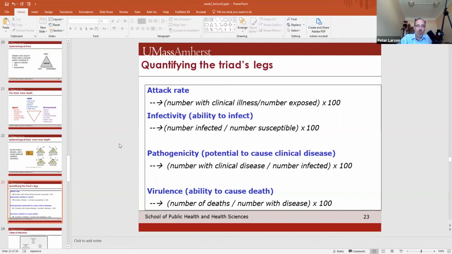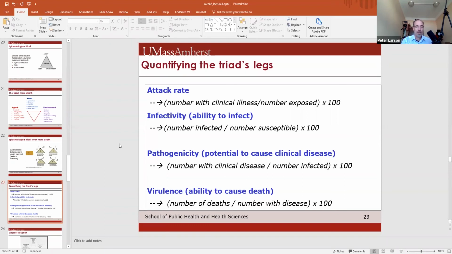Infectivity, the ability to infect, is the number of infected divided by the number of susceptible people. We get a fraction there. Pathogenicity, potential to cause clinical disease, is the number of people with clinical disease divided by the number of people who are infected. So what's the ratio of people who are very sick to the number of people who are exposed and infected in the first place?